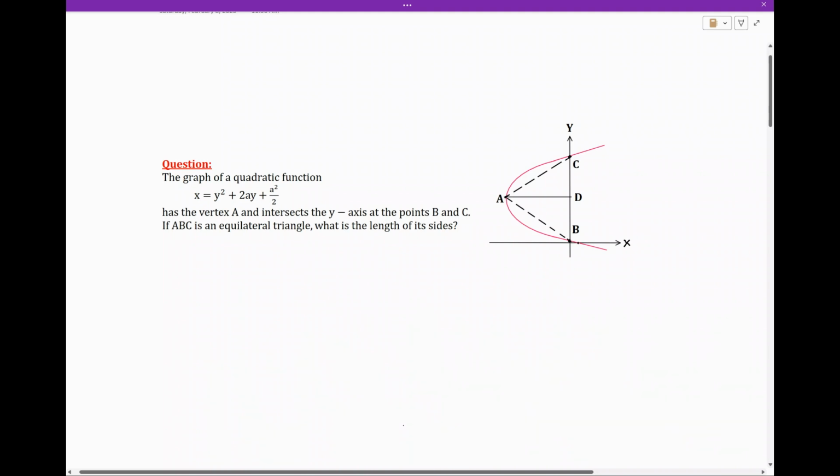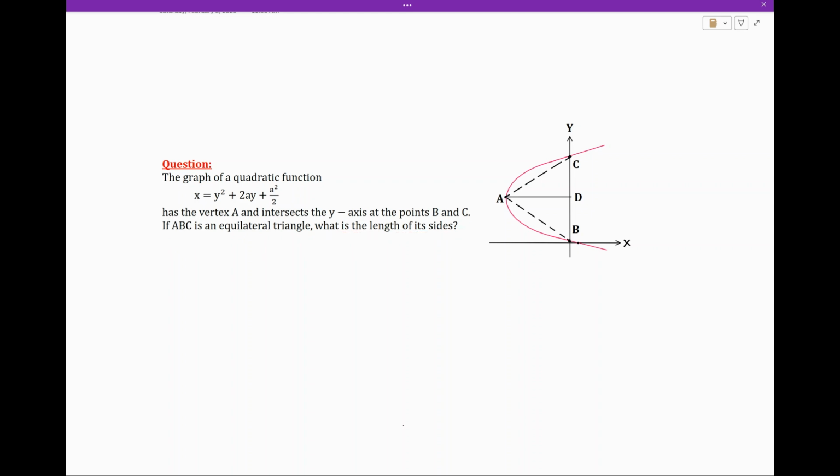The graph of a quadratic function x is equal to y squared plus 2ay plus a squared by 2 has the vertex at A and intersects the y-axis at the points B and C. If ABC is an equilateral triangle, what is the length of its sides?